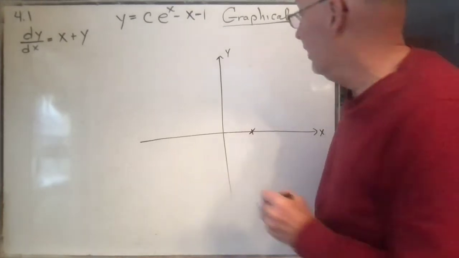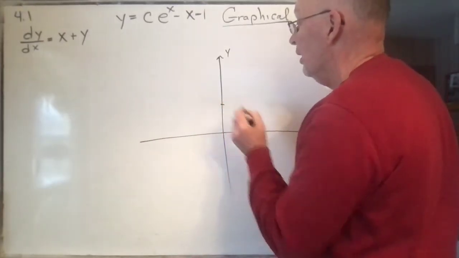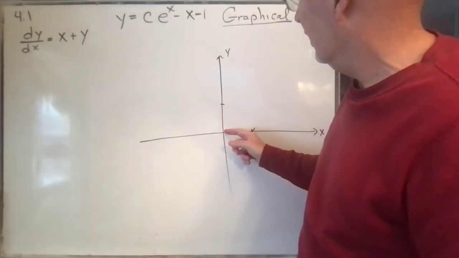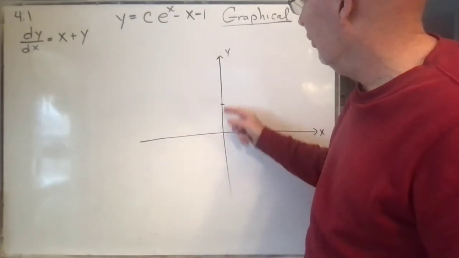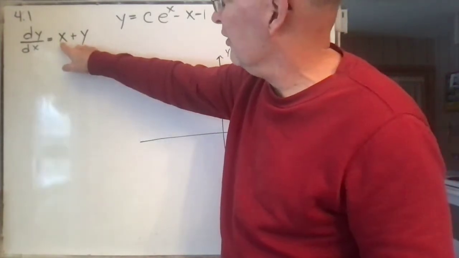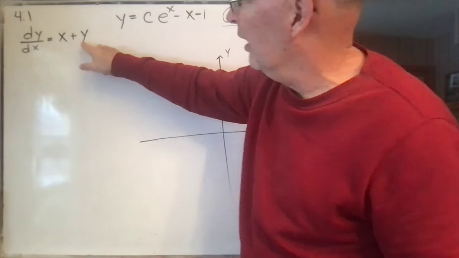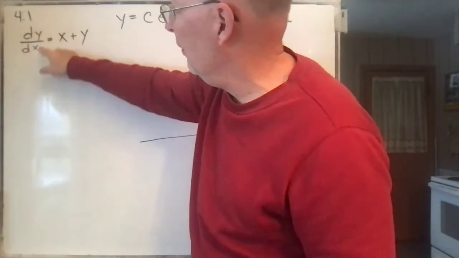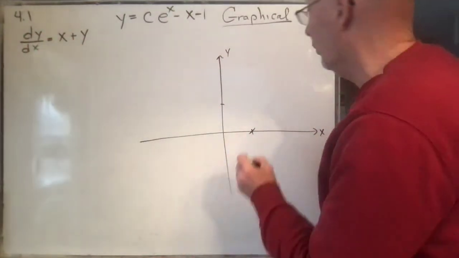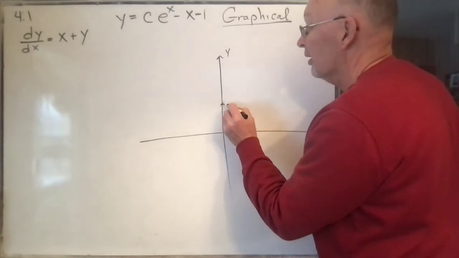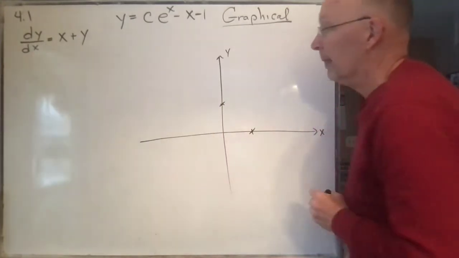Let's try another one. Suppose we're at the point 0, 1. Now the x value is 0. The y value is 1. Add them together and you get 1, which tells you again that the slope of the graph at that point is also going to be 1. So I make a little tick mark with slope 1 right there.